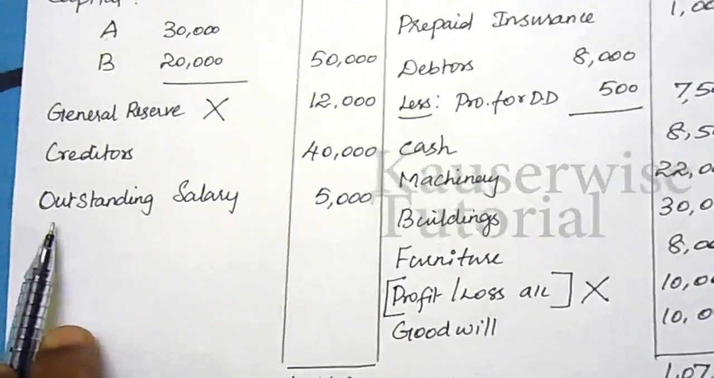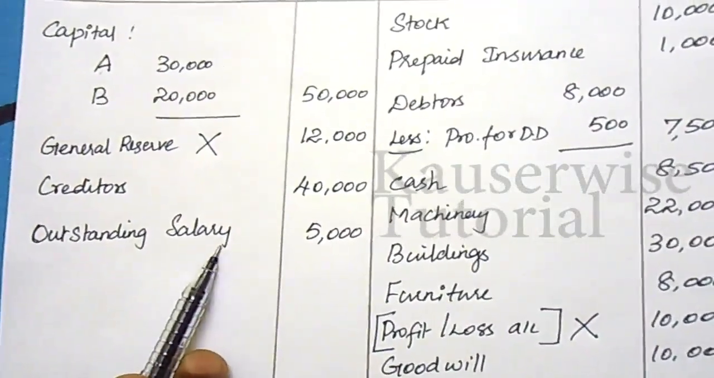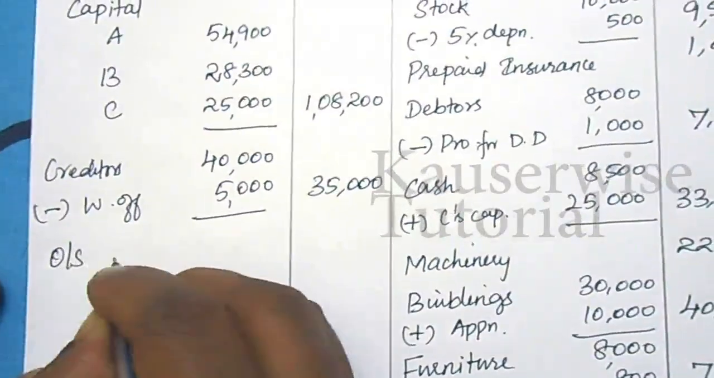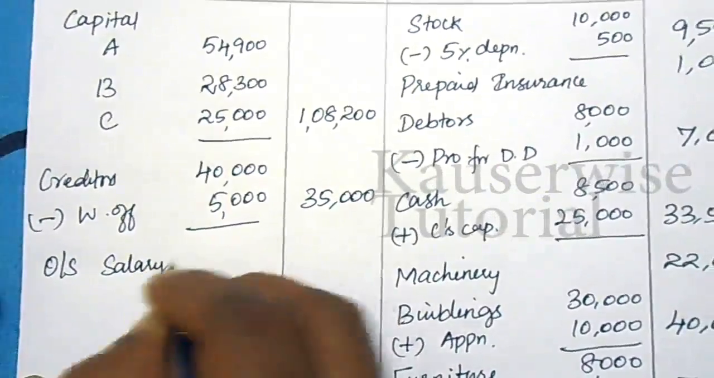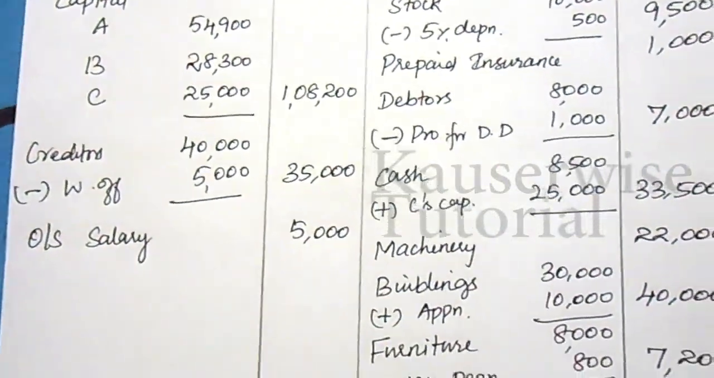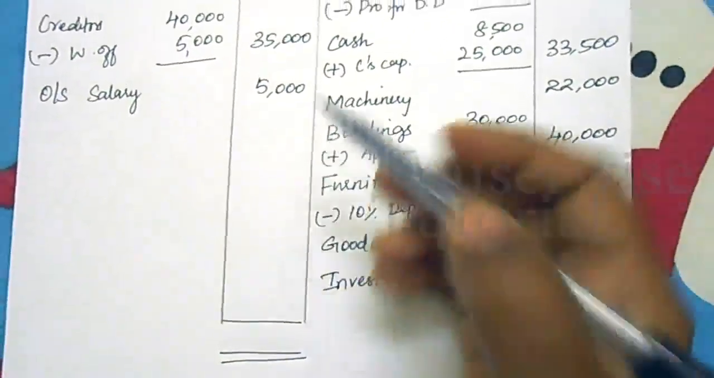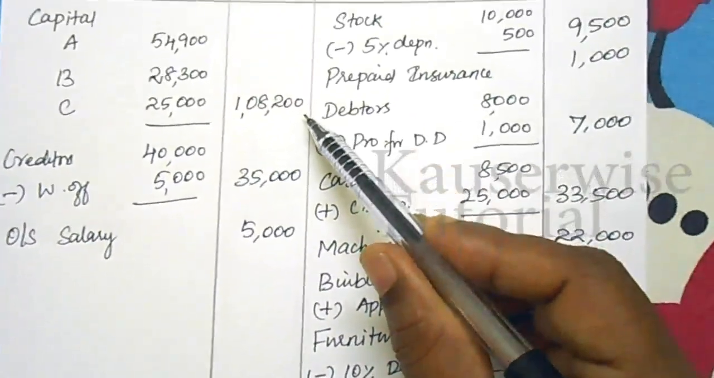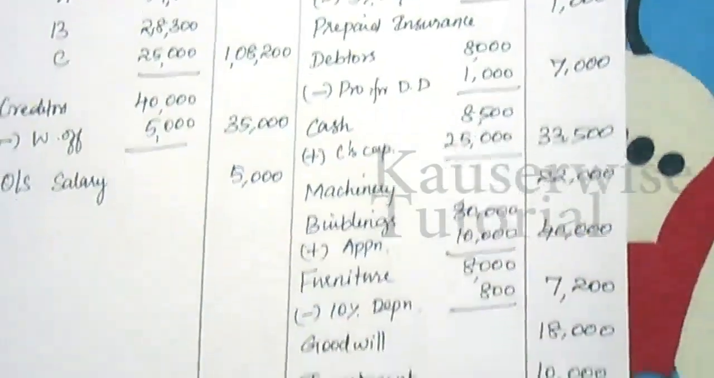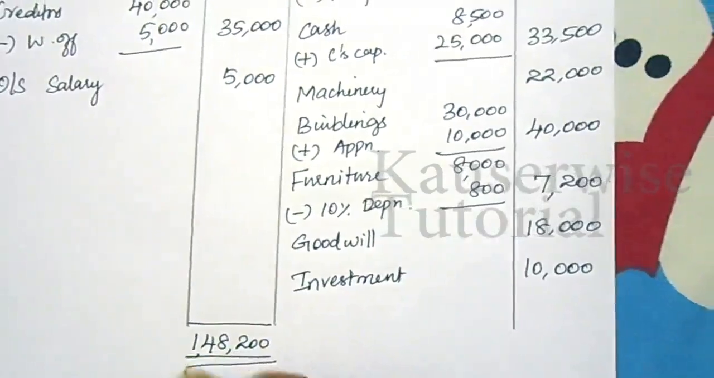Next item, outstanding salaries 5,000. Nothing is given regarding this transaction, so straight away you can write this amount as it is. Outstanding salary, how much? 5,000. That's all. Now we can get the total. First take the total under the liability side: 1,08,200 plus 35,000 plus 5,000. Total 1,48,200.